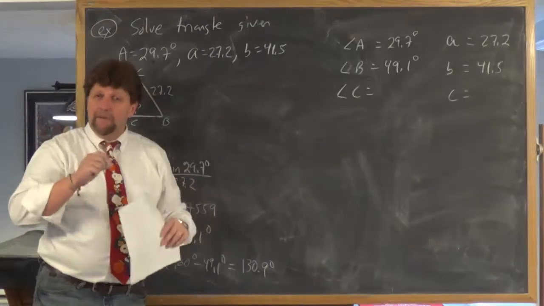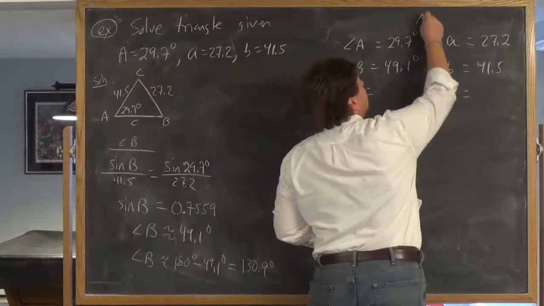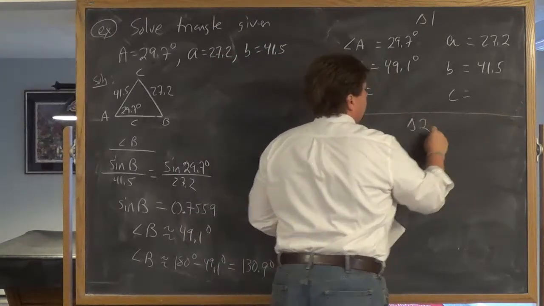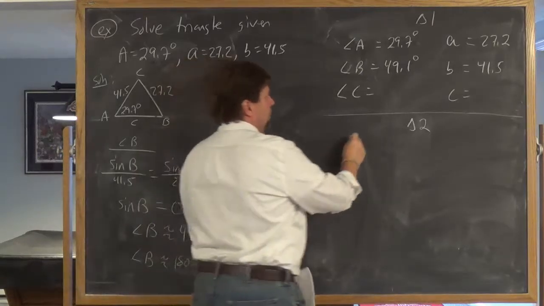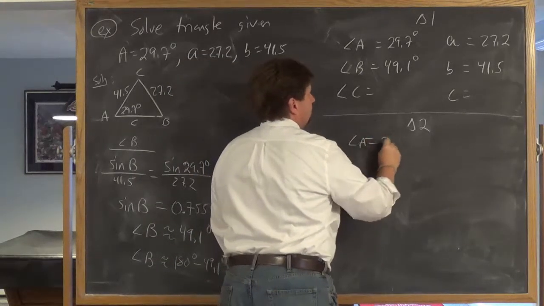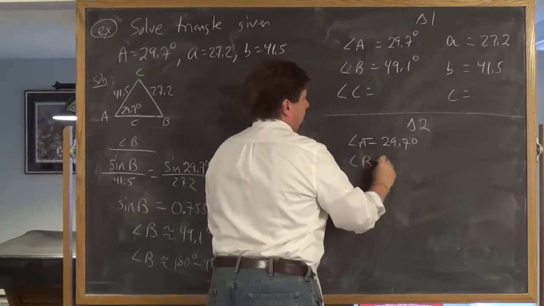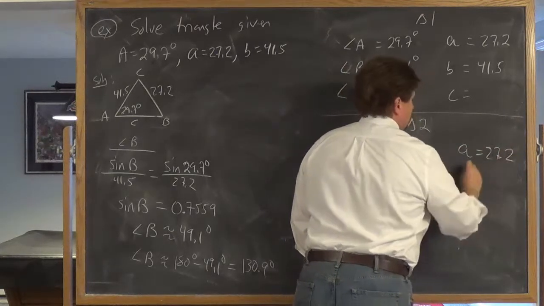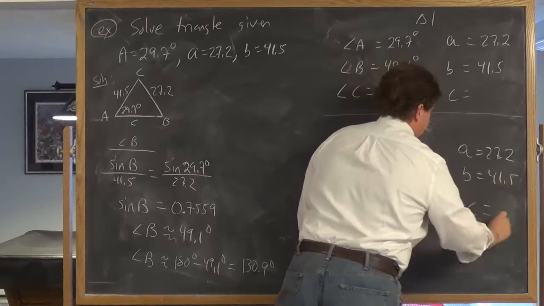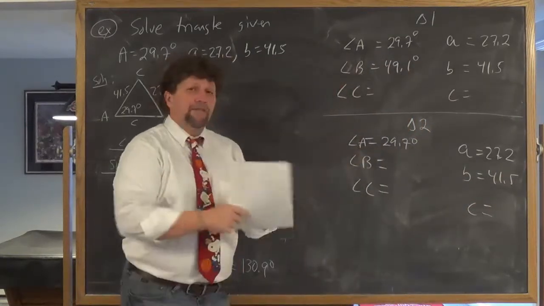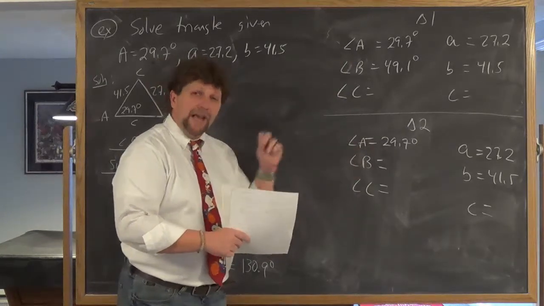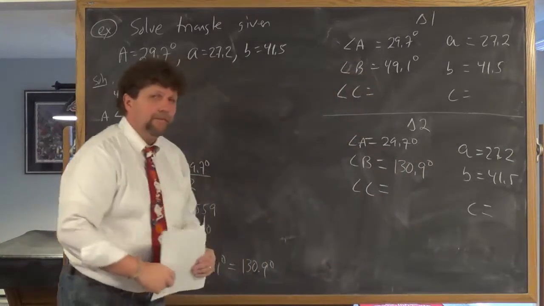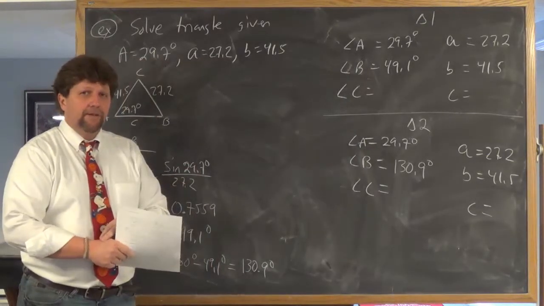So I'm going to come over here and modify my solution area just a little bit. I'm going to say this is the area for triangle 1. Let me put a line here. And let's write a solution area for triangle 2. But notice in triangle 2, it's going to have the same given information, 27.2, B is 41.5. So both triangles have the same given information. It's just that triangle 2's angle B would be a measurement of 130.9 degrees. So we have 2 triangles here we have to solve.